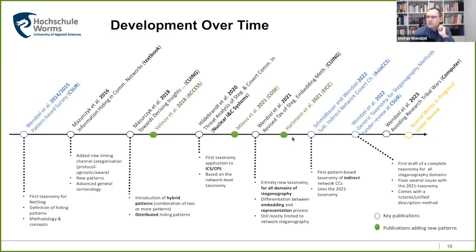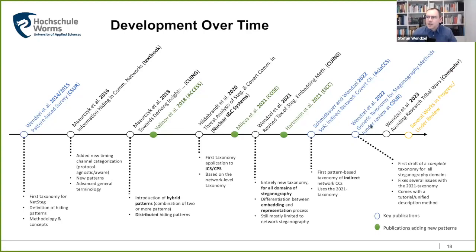Laura Hartmann is one of my PhD students. So more and more patterns arose, or here's one, a paper by the University of Magdeburg group who applied the taxonomy to ICS steganography. And these developments led to a revision of the original taxonomy in 2021, more patterns, then a taxonomy for just indirect covert channels and side channels, published last year at Asia CCS.